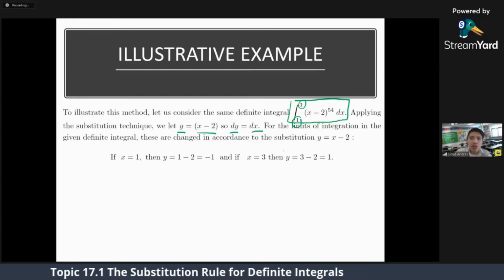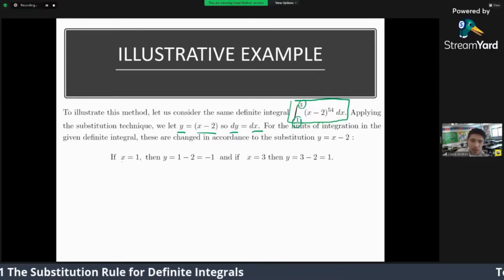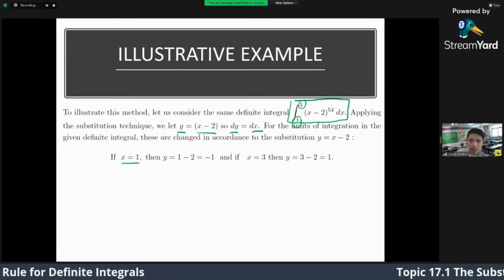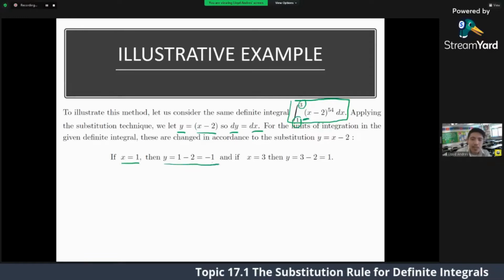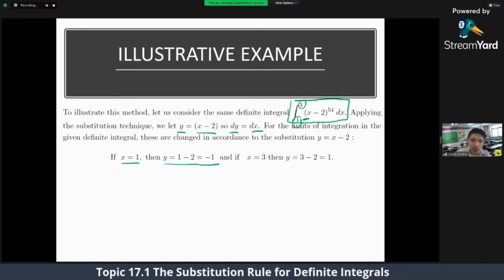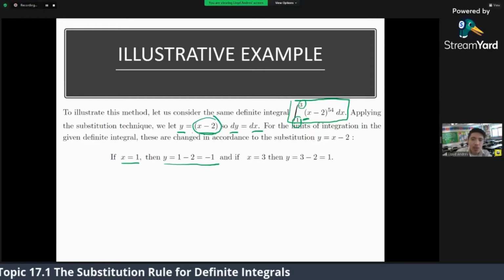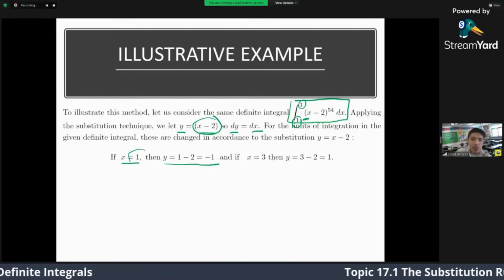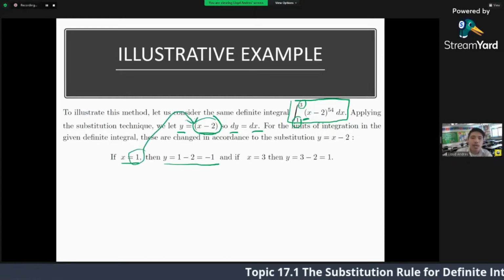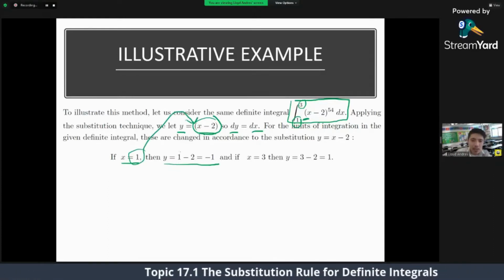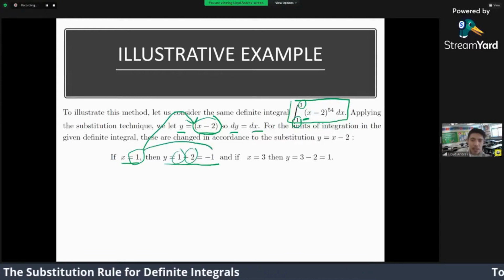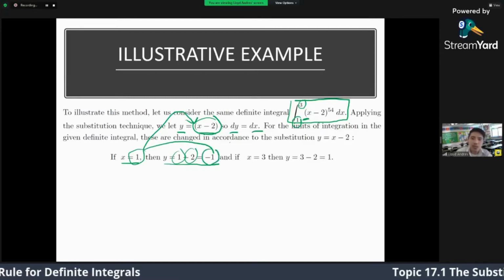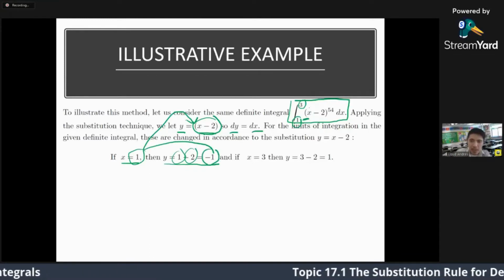For the change, you let x equal 1, since 1 is the lower limit. Then solve for y. Where does y come from? From the function we let earlier, y equals x minus 2. So you just substitute 1 for x. That becomes 1 minus 2. So x equals 1 becomes y equals negative 1. Okay, that is the lower limit. The upper limit is next, which is 3.